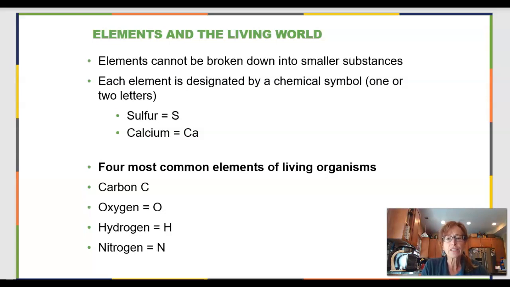And each of those elements has a symbol. So S equals sulfur, and Ca equals calcium. These are two that are important in biology, by the way, as well as these four elements: carbon, oxygen, hydrogen, and nitrogen. Now, I often reverse these two, oxygen and nitrogen, only because I call it CHON, C-H-O-N, which is just something I use in class. So when you hear me say CHON, what I'm talking about is the elements carbon, hydrogen, oxygen, and nitrogen, just FYI.